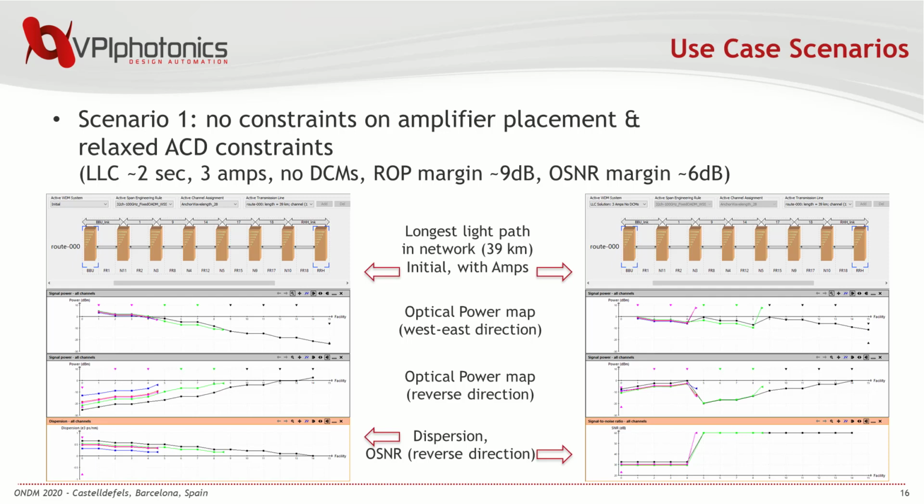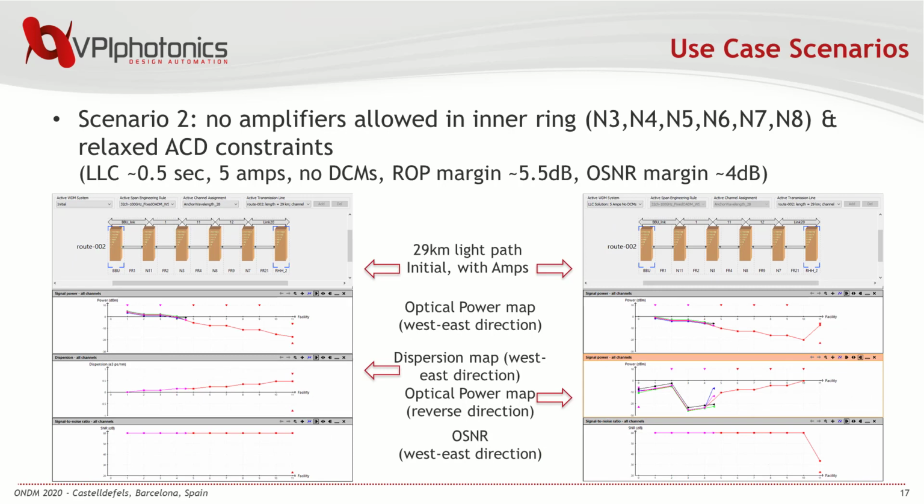Signal power, OSNR, and dispersion maps are shown for the longest light path in the network. On the left side, metrics are shown for the initial equipment configuration, that is, without amplifiers, and on the right side, the same maps are shown for the selected solution. There are 2 amplifiers added to nodes N3 and N5 in west-east direction, and 1 amplifier is added to the node N3 in the reverse direction.